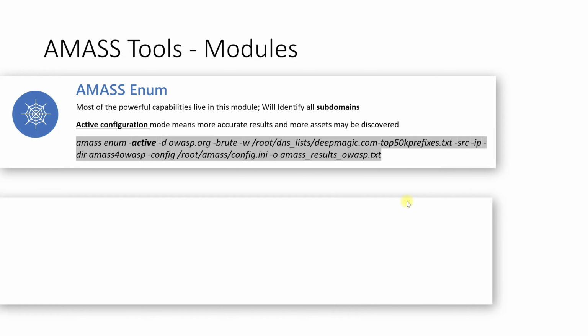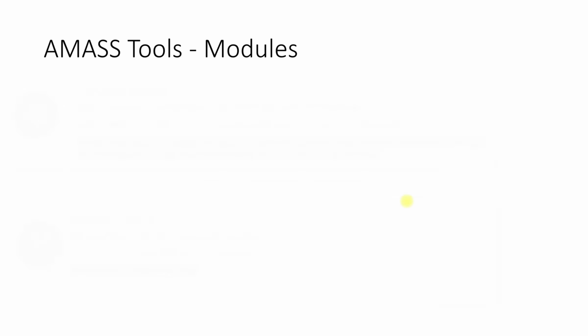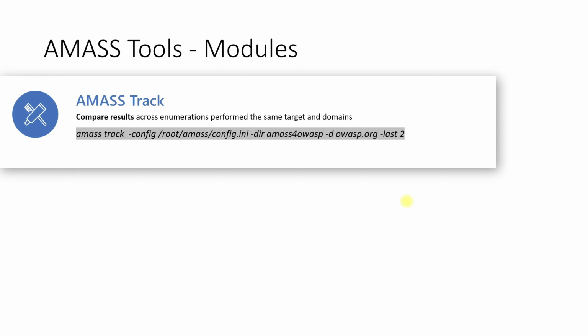And the second module which I would like to mention is AMASS Intel. This is useful for identifying the IP ranges belonging to your target, the ASN, and also the parent domain. This is quite useful when it comes to identifying the root domain and finding valuable information not only from the subdomain but also from the root domain IP addresses and ASN. The third module which we have here is track.